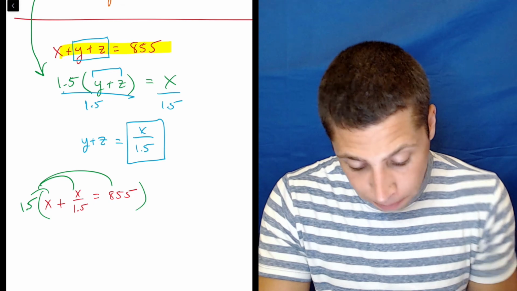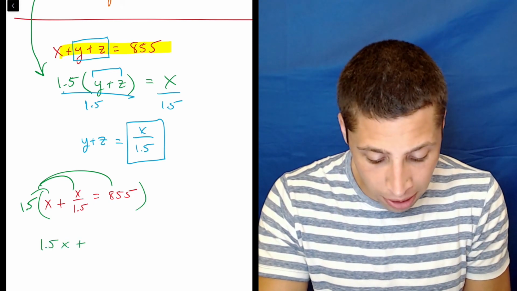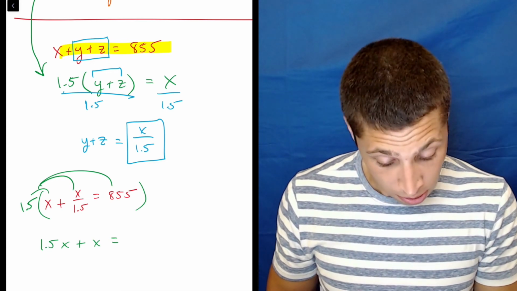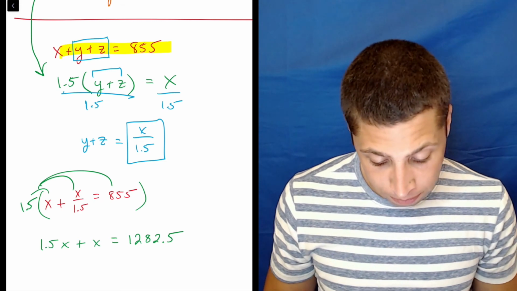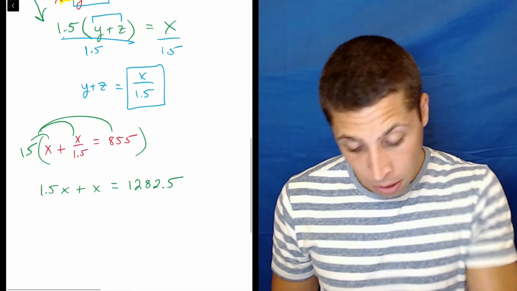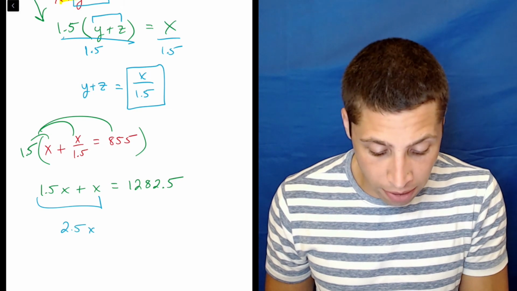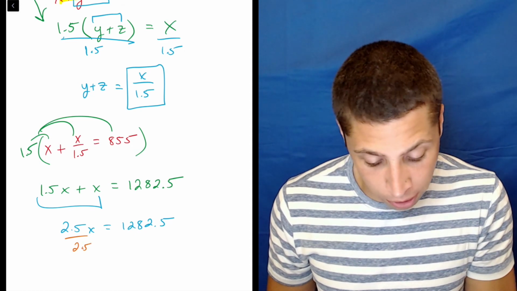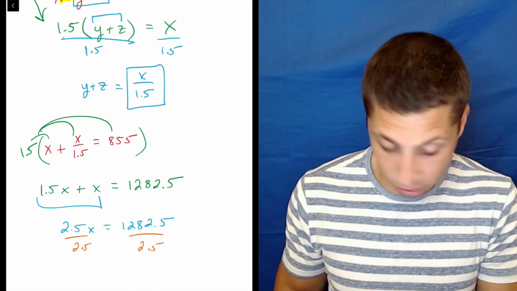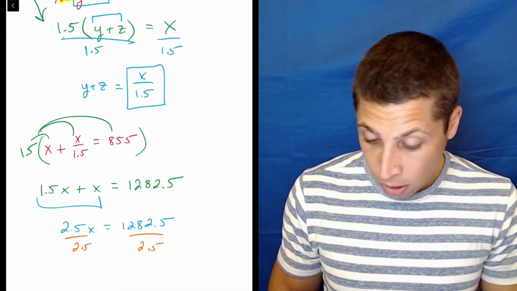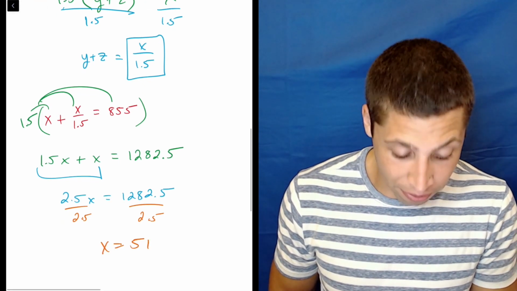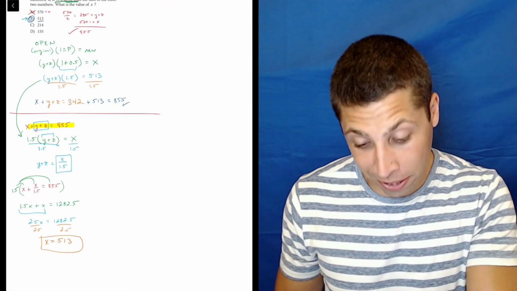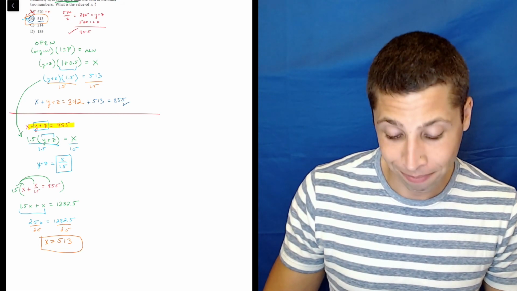So we have to distribute that. So we get 1.5x plus x equals 855 times 1.5 is 1282.5. Then we combine like terms, so we get 2.5x is equal to 1282.5. And to solve for x, we divide by 2.5, and hopefully this works. Divided by 2.5, we get that x is equal to 513. And look, if I zoom out, we got a lot of work here, but there it is. 513 is what I got originally.